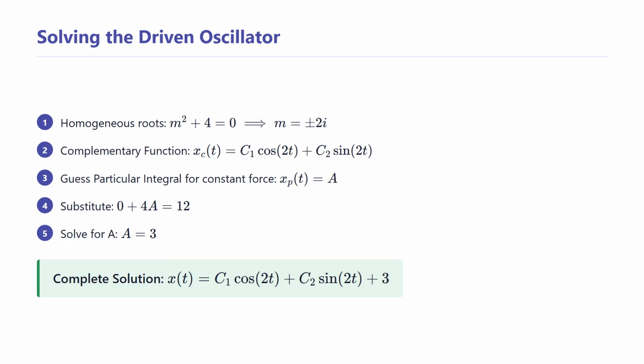Next, we find the particular integral. Since the wind is a constant force of 12, we guess a constant solution, a. Substituting a into the equation, the derivatives vanish, leaving 4a equals 12, so a equals 3. Adding them together, we see the mass still oscillates naturally, but the wind has shifted its equilibrium position by 3 units.